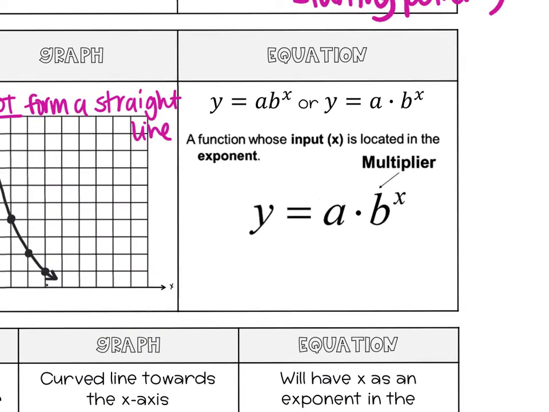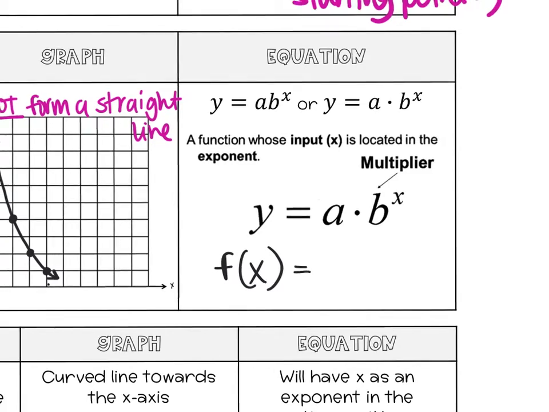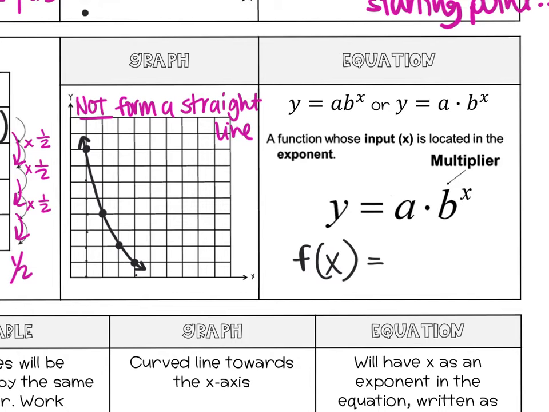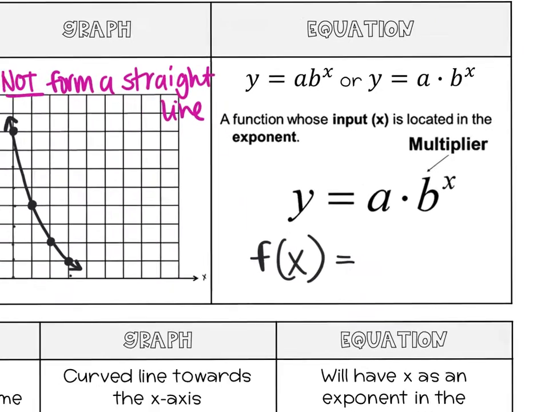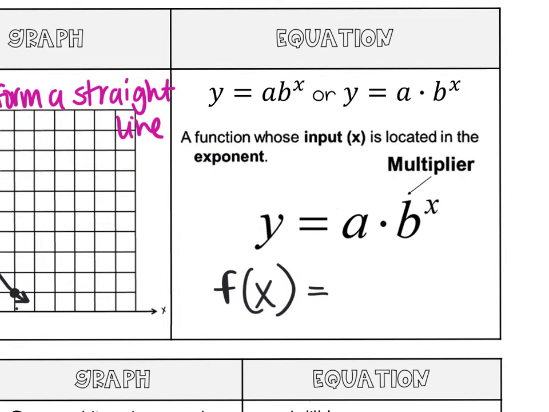So we still have this y equals, and I'm actually going to write f of x because we could also do that, right? Because if you look at this graph, it is still a function. It passes the vertical line test. It's just not a linear function. So I'm looking at this equation here. This is the format I want to write that in.